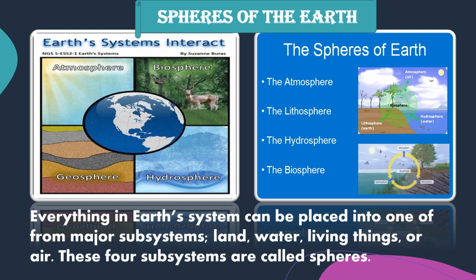Everything in Earth systems can be placed into one of four major subsystems: land, water, living things, or air. These four subsystems are called spheres. Basically, they are the lithosphere, hydrosphere, biosphere, and atmosphere.